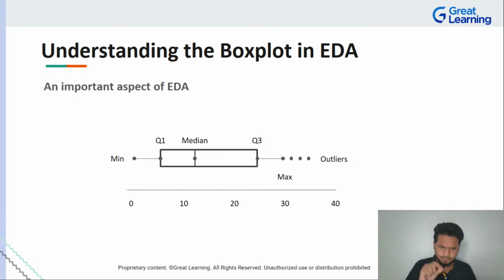Let me tell you, since we're talking about exploratory data analysis, I'll give you a little bit of theory and I'll quickly explain how this works, right? So you have certain values in a distribution. You have a couple of values that are spread out and now you want to put it in a box plot.